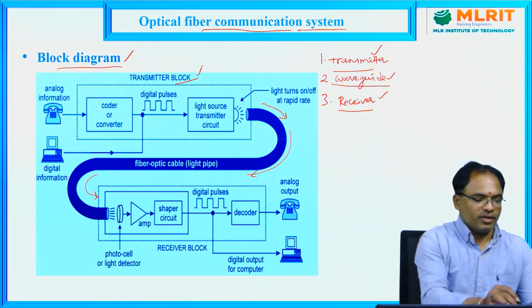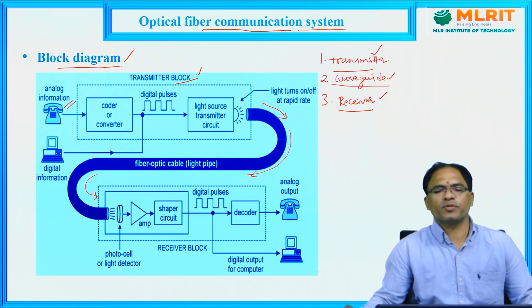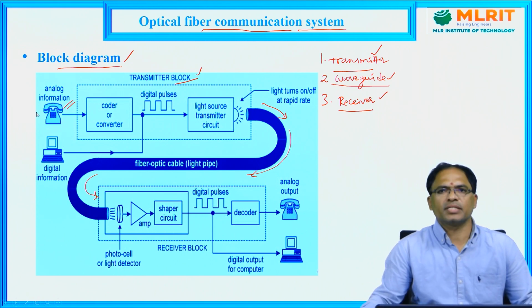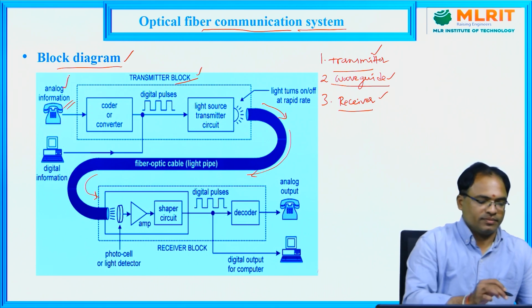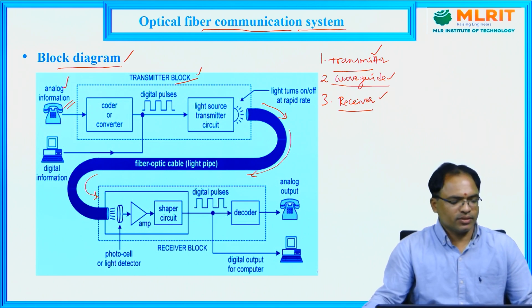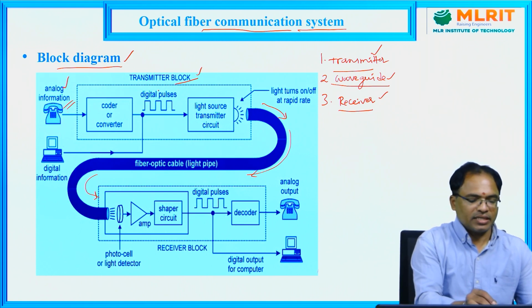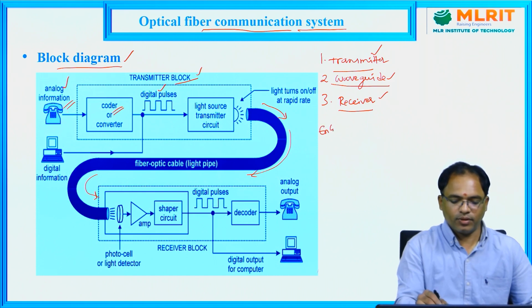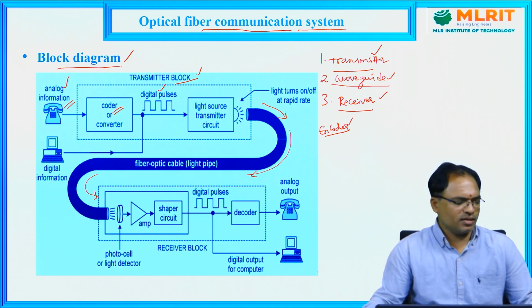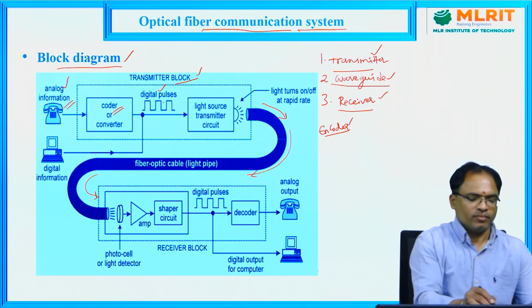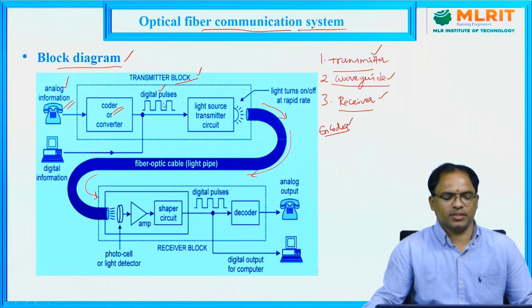Now coming to the transmitter block of the optical fiber communication system. First of all, let us consider that some program is going on. One person is giving a speech. Those speech signals are considered as analog signals. These analog signals are converted into digital signals with the help of an encoder. The encoder is a combinational circuit which converts analog information into digital pulses representing zeros and ones.